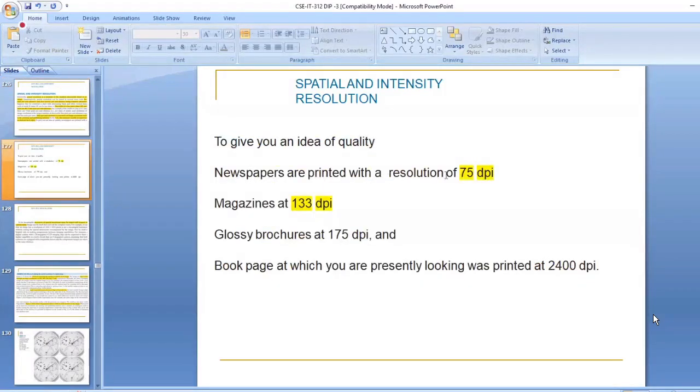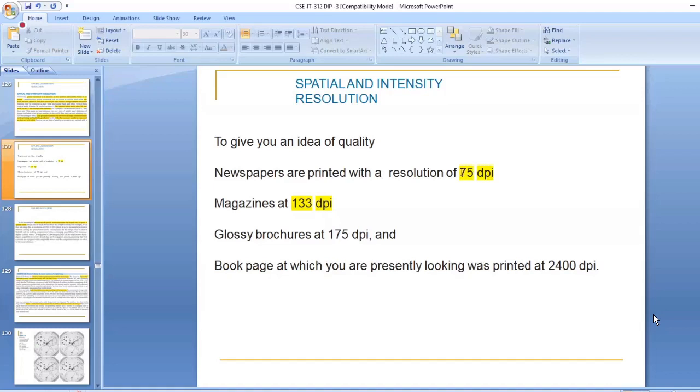Newspapers are printed with the resolution of 75 DPI. Means DPI means dots per inch. एक इंच में कितने डॉट्स की हेल्प से आपने उसको प्रिंट किया है. Whereas magazines have better quality in compared to the newspaper. So the DPI is increased from 75 to 133 DPI.